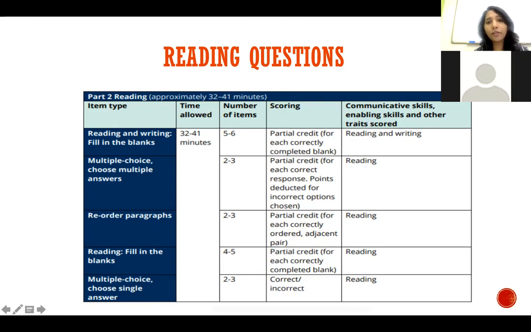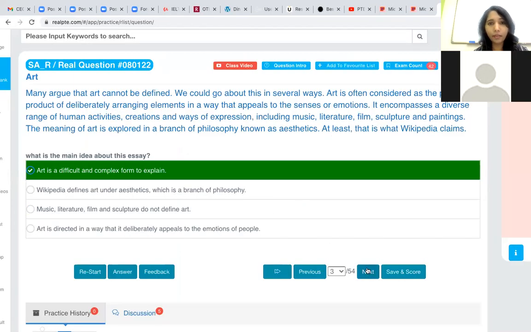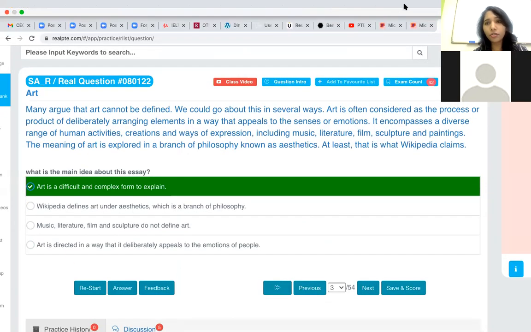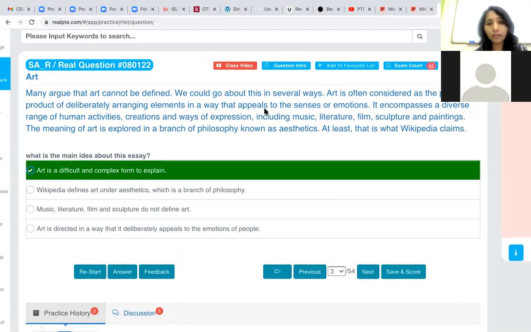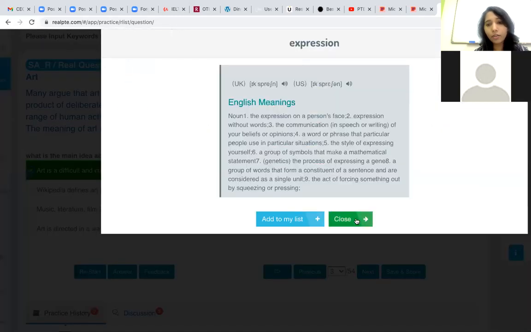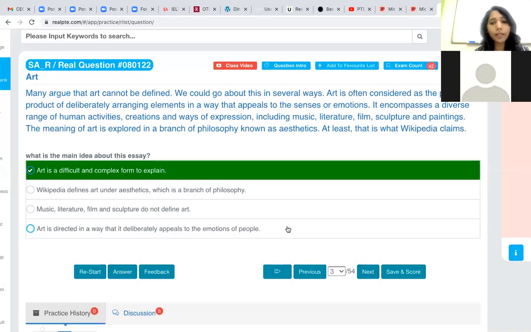So I'll just share my screen with you and I'll tell you how we were solving this question type. Are you in a position to talk or no? Okay, that's all right. So let's start off with the next question.